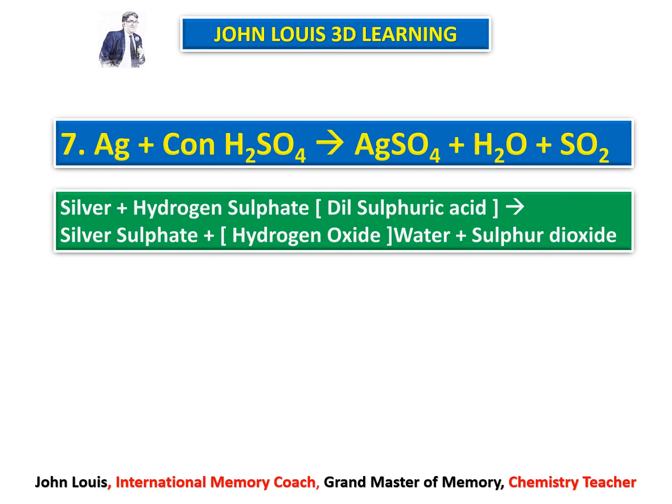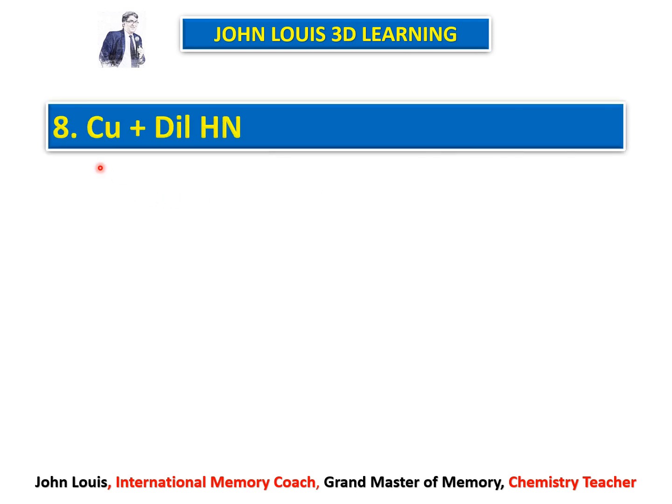Eighth one, Cu plus dilute HNO3 gives Cu(NO3)2 plus H2O plus NO. What is Cu? Copper. What is HNO3? Hydrogen nitrate, that is nitric acid. See, copper has two valencies, 1 and 2. Since there is NO3 twice, the copper valency should be 2 here. Therefore, it should be copper 2 nitrate or cupric nitrate, because valency 2 is the higher valency of copper.